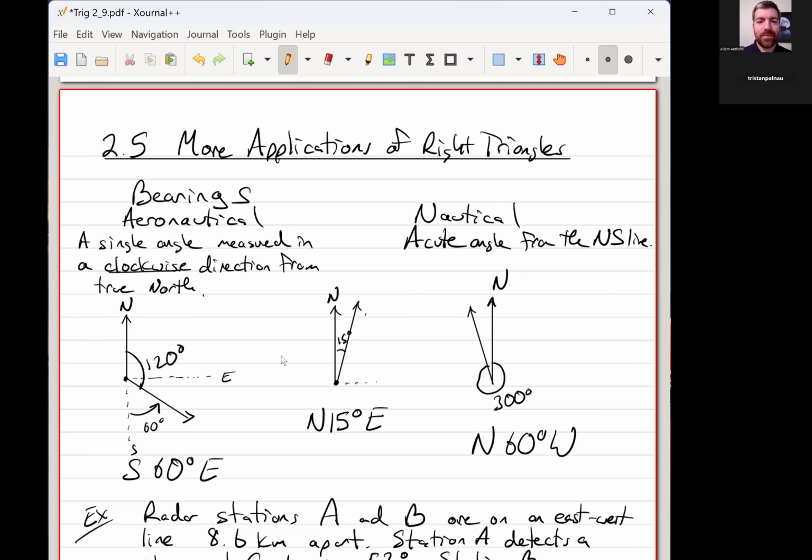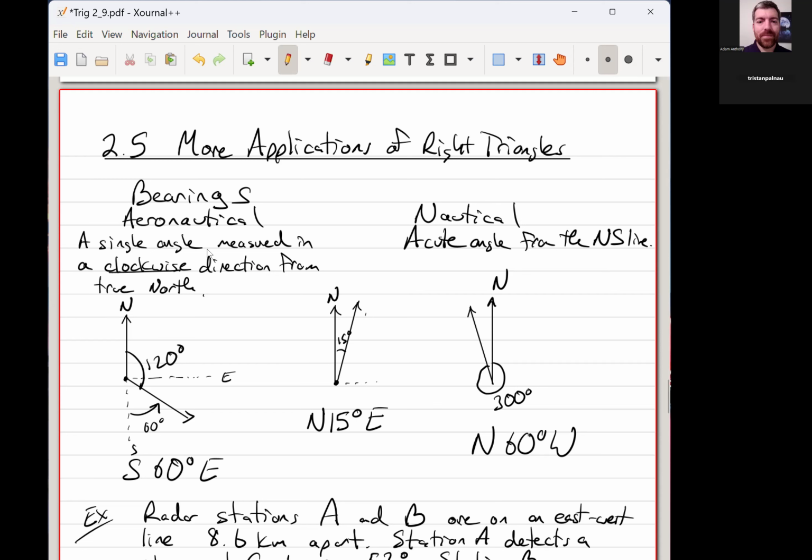There are two types. There's an aeronautical bearing and a nautical bearing. I mean, the words themselves tell you where they're used, right? Aeronautical bearings, this is what airplanes use when they navigate around. And nautical bearings, this is the way ships navigate on the water. Also, land-based travel typically would use the nautical bearing, although either would work.